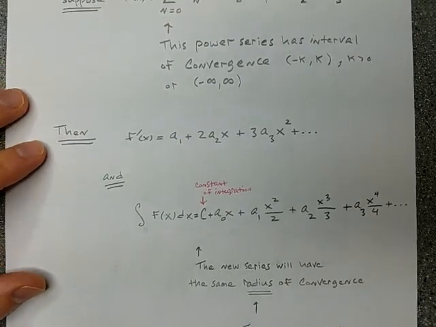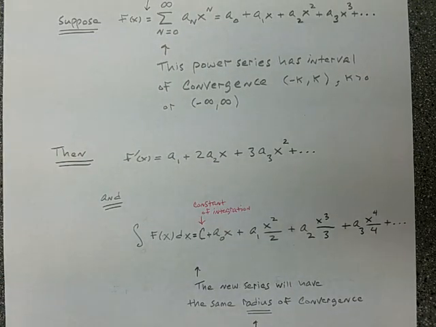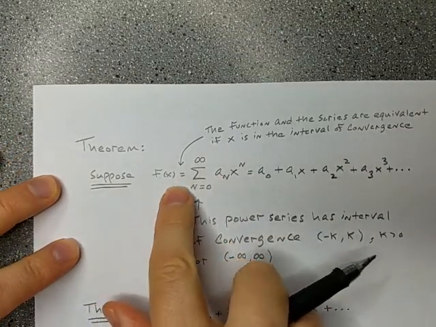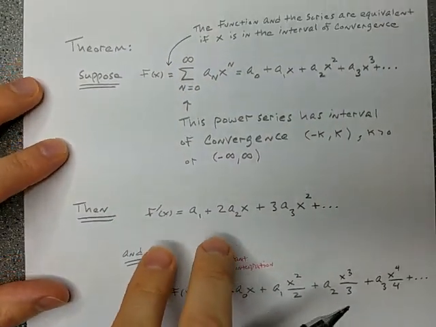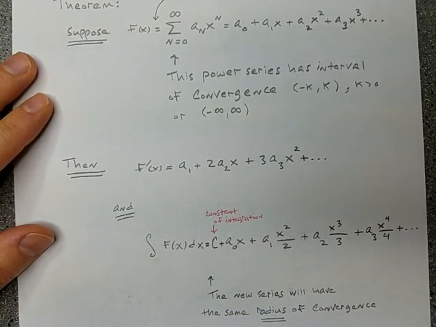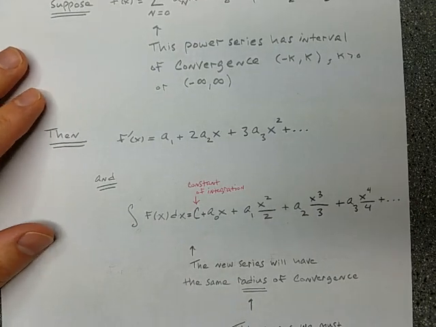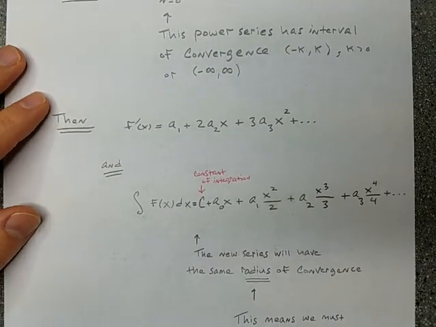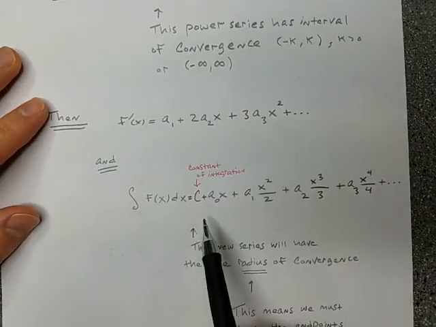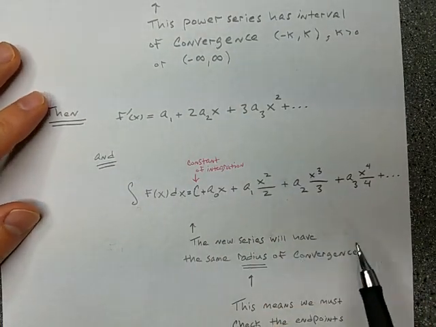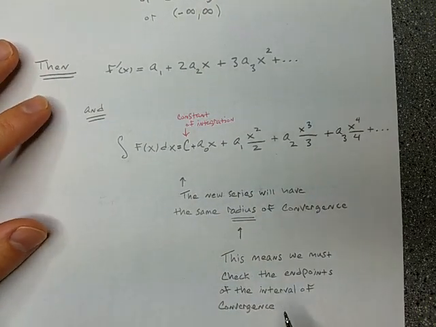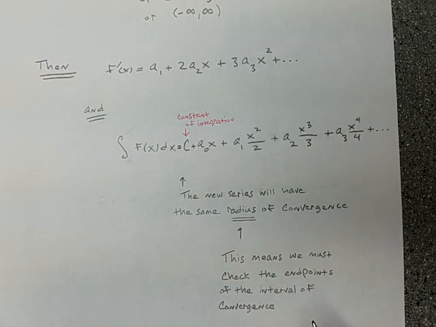Now, without getting into the fine print, if a series is equal to a function, then you can operate on that statement by differentiation or integration. Now, some unavoidable fine print. The new series you get, right here, will have the same radius of convergence. It won't necessarily have the same interval of convergence.